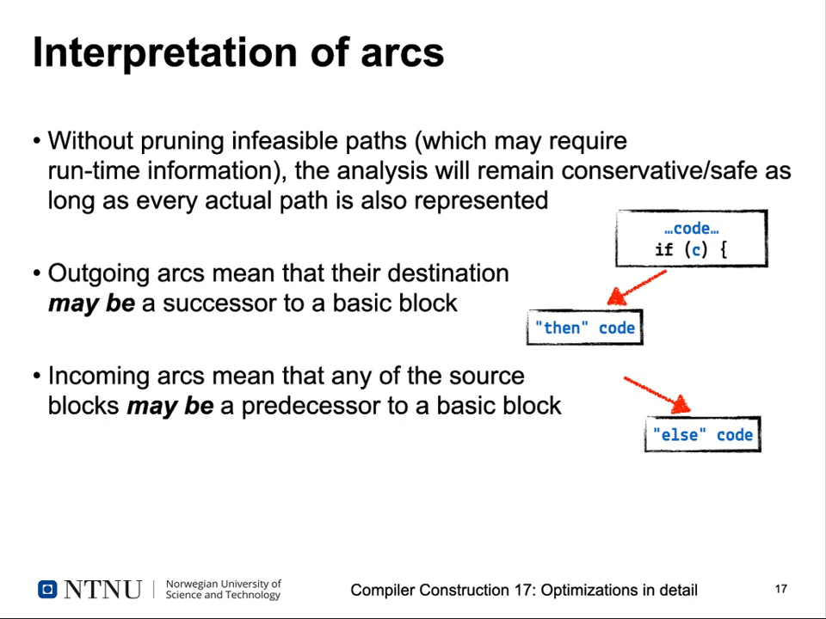So this means if we have an outgoing arc from one basic block to another in our control flow graph, the destination of an outgoing arc may be a successor to a basic block, but it does not always have to be, because in some cases it would be an infeasible path. And on the other hand, it means that an incoming arc may be a predecessor, so the source of that arc, the other side of that arc, may be a predecessor to a basic block, but it does not have to be in all of the cases we consider here.